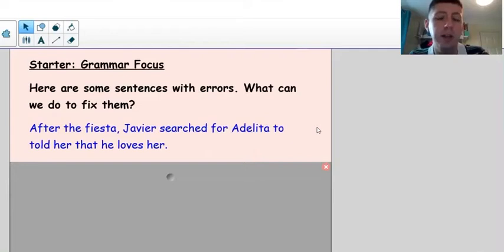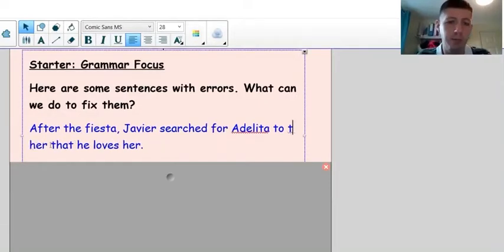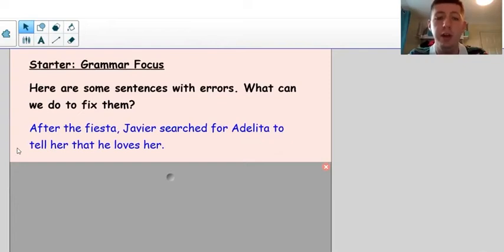To told her that he loves her. Now, told is a past tense word, but if you're saying that it's what he did, to told her doesn't make sense. He went to tell her. That's what he went to do. So told shouldn't be there. It should be tell. If the sentence was just Javier told her that he loved her, then that would make sense.